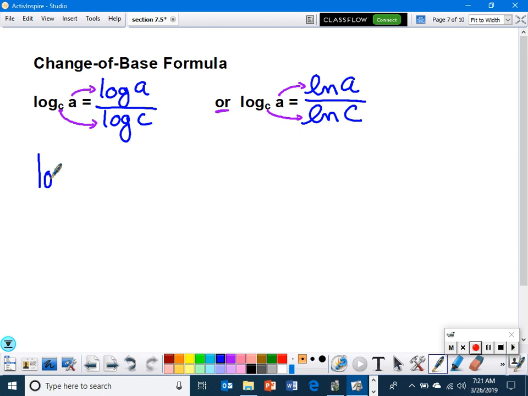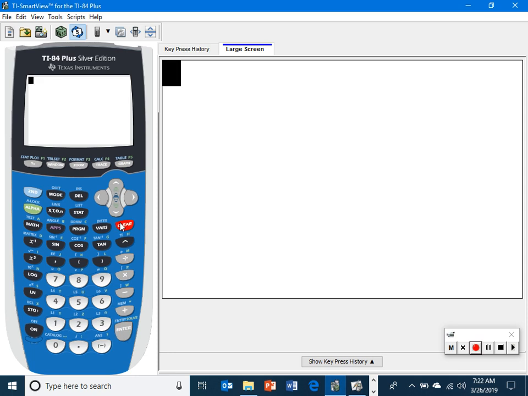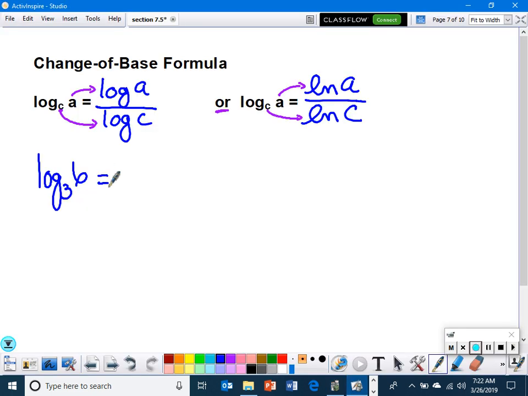So let's say we have log base 3, 6. Well, I want to know, what does that equal? Well, our calculator cannot solve it as it's written. Okay, we cannot use our calculator to solve that yet. We have to rewrite the problem. So we rewrite it as log 6 divided by log, and then that base of 3 becomes a big 3. I know that looks a little weird, but that's what happens.